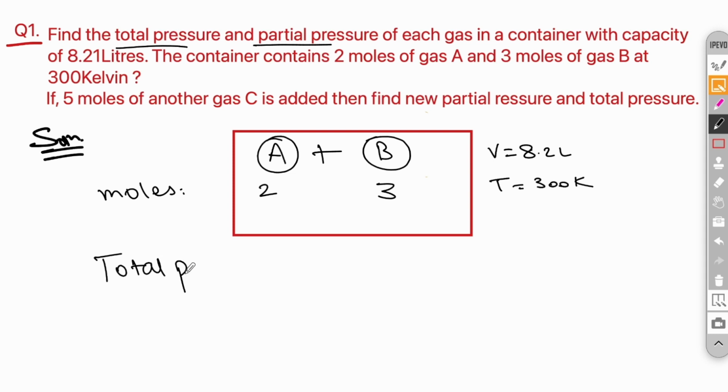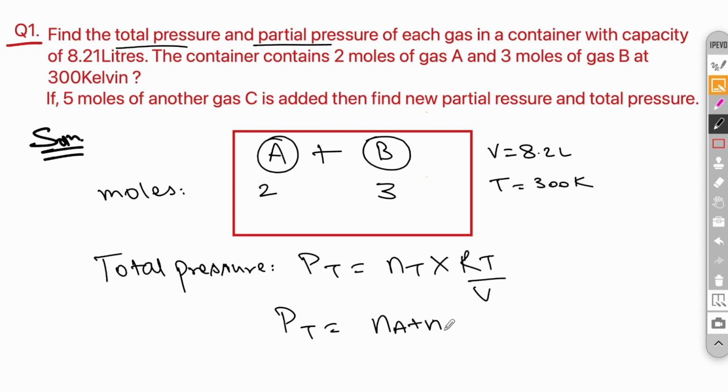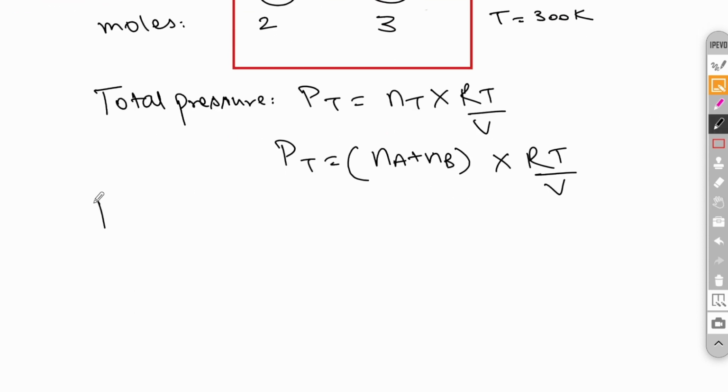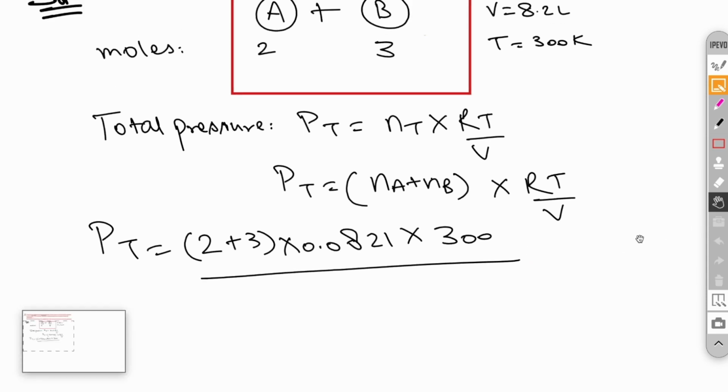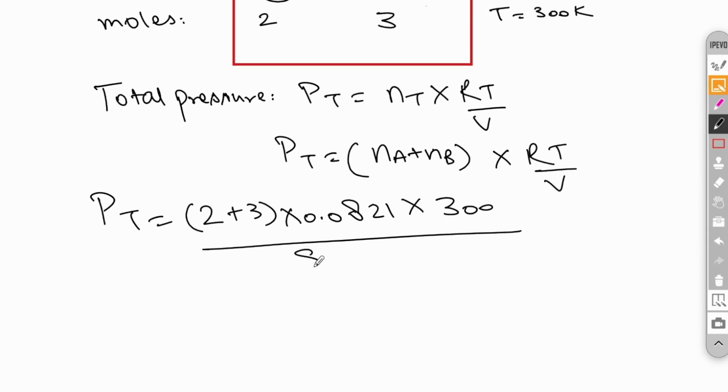So first we'll write the total pressure, that is PT, which is equal to total moles multiplied by R multiplied by T divided by V, as per the ideal gas equation, right? Also total moles is equal to moles of gas A plus moles of gas B, right? So total pressure here will be equal to 2 plus 3 multiplied by the value of R, 0.0821, multiplied by the temperature, that is 300, divided by the volume, which is 8.21 liters, right?